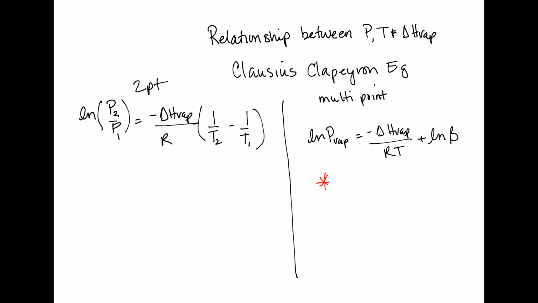The con is that you have to take many data points and you have to be able to make a graph and use that graph to find the delta H of vaporization.